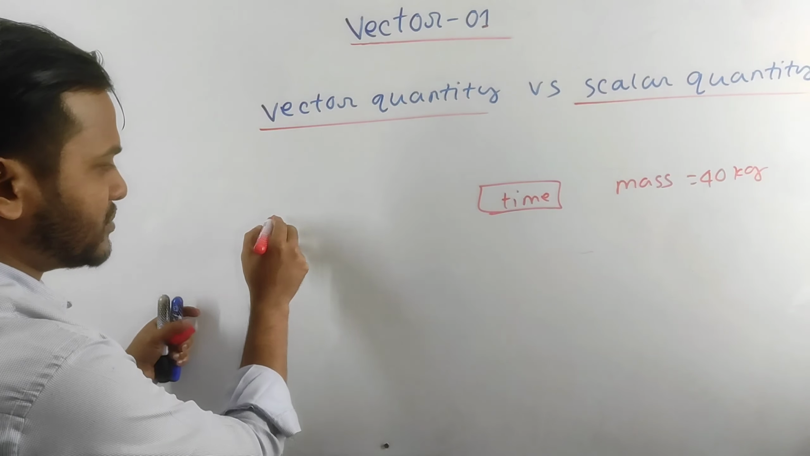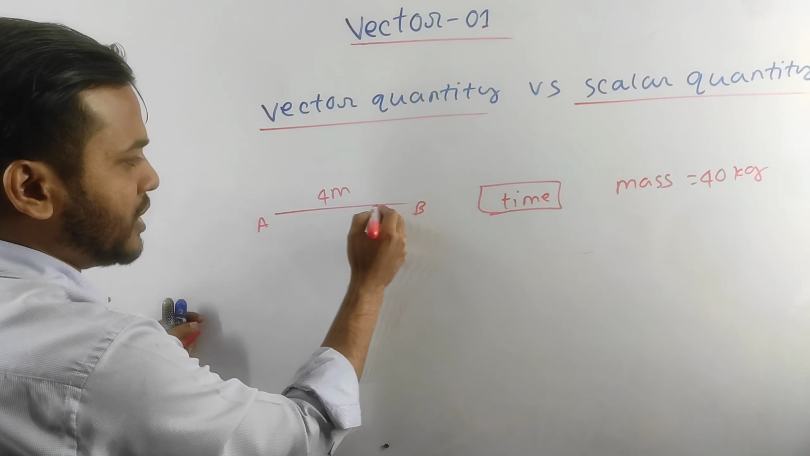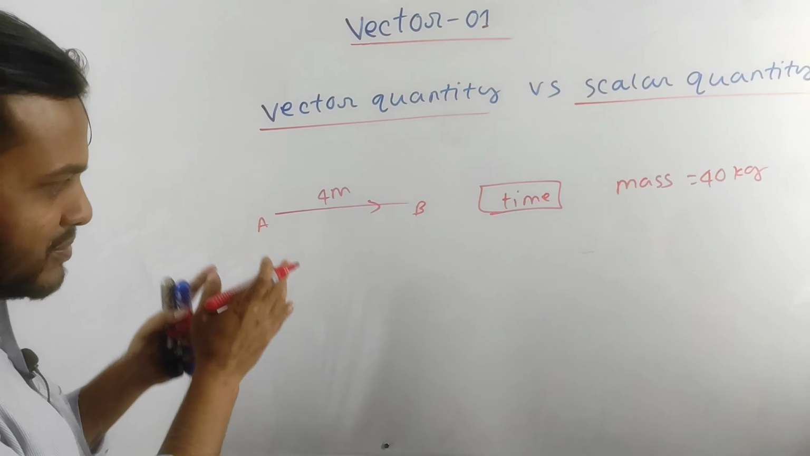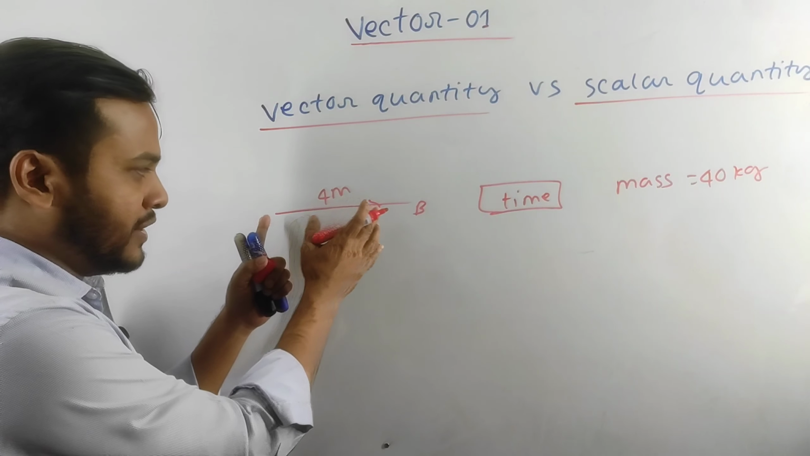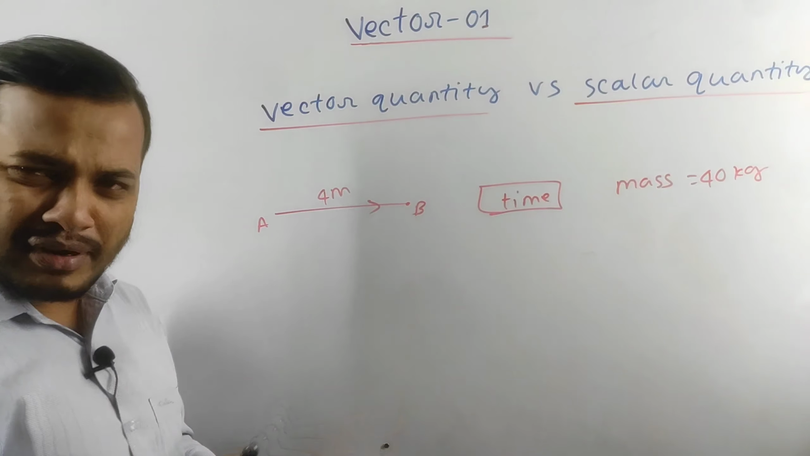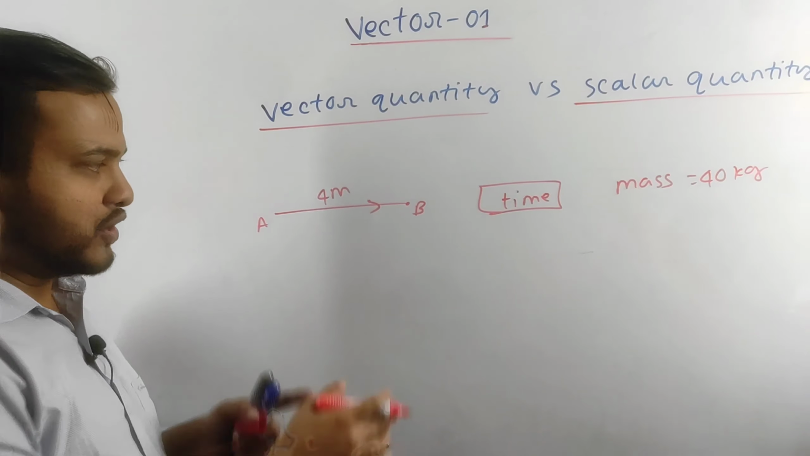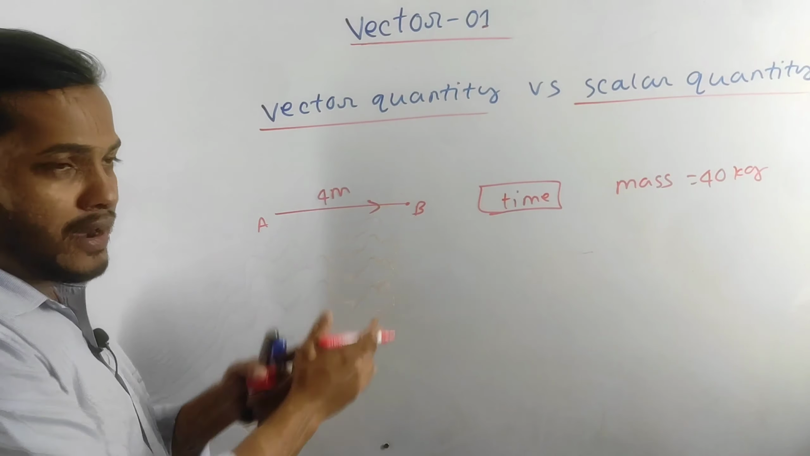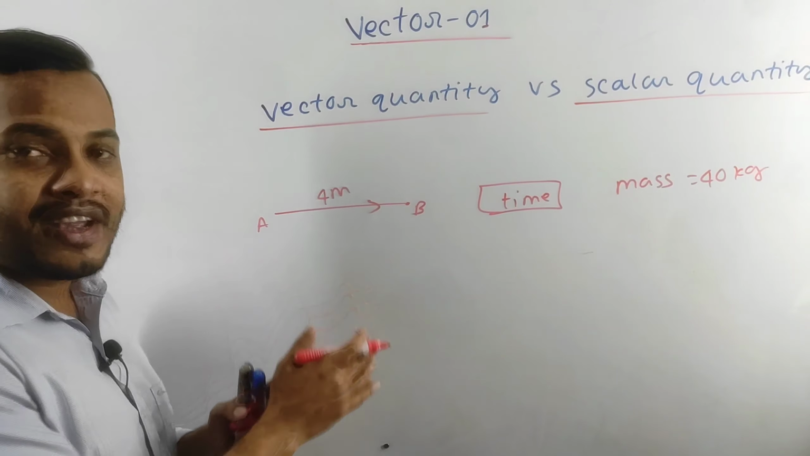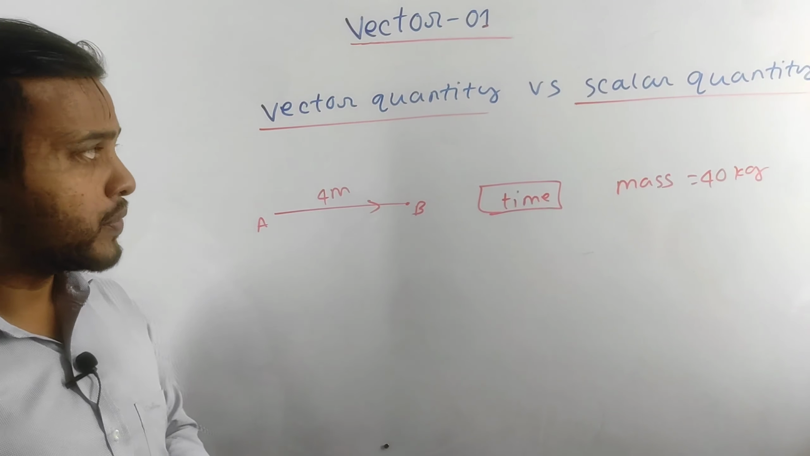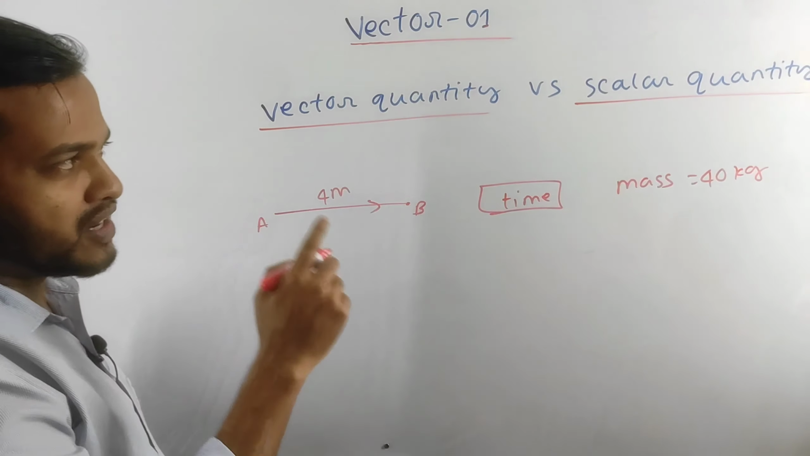But if your displacement is 4 meter from A to B, then you can say your displacement is a vector quantity, because its definite direction is defined. If your displacement is 4 meter, then you can measure its value or magnitude and definite direction. That is why displacement is a vector quantity. So we can define clearly what is vector quantity and what is a scalar quantity.